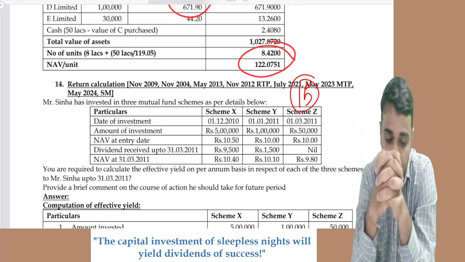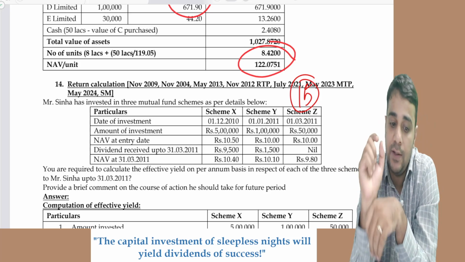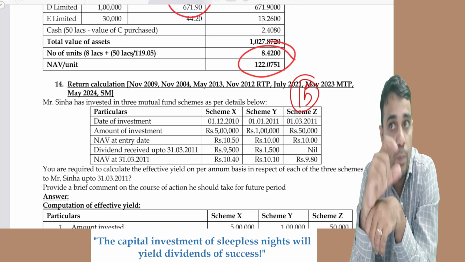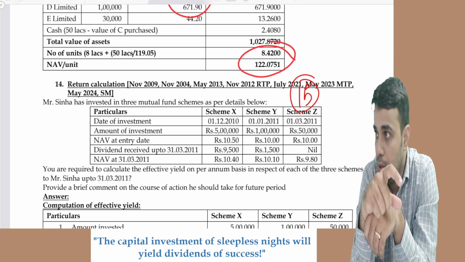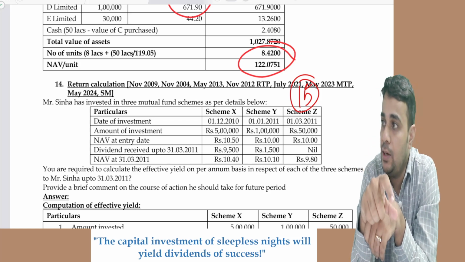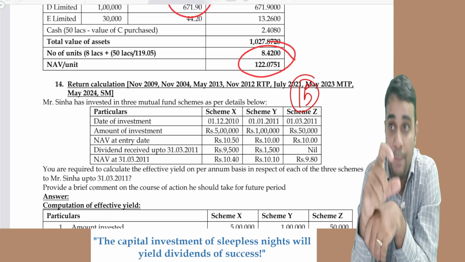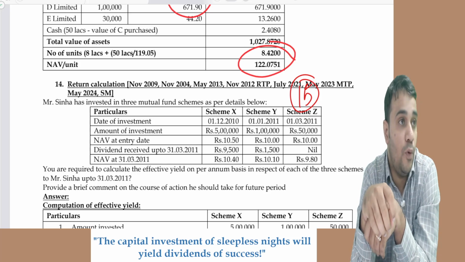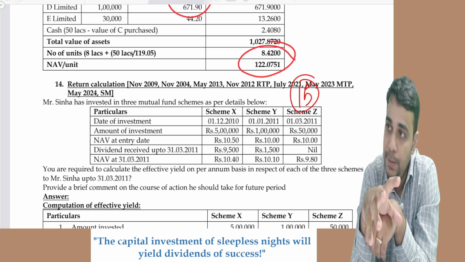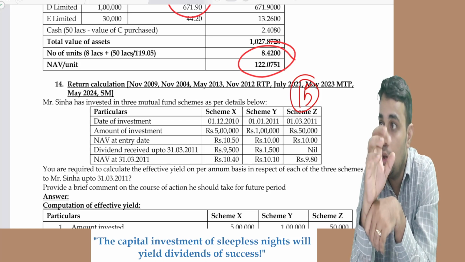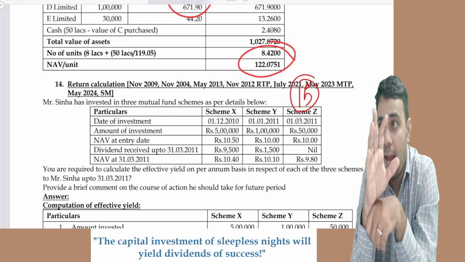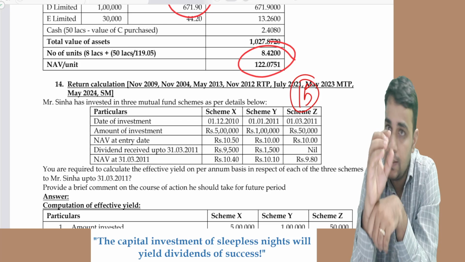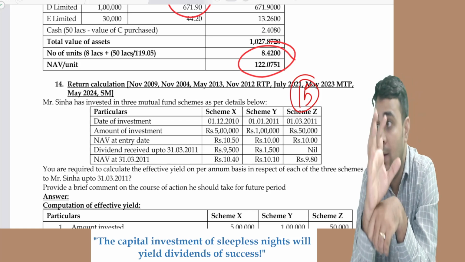The same calculation. Here, I invested 5 lakh rupees. At the entry date, the NAV is 10.5. I'll get the opening units. Dividend received is there. Closing NAV is there. I'll get the capital gain. Dividend plus the capital gain divided by amount invested into 100 is the holding period return. Into 12 by M, if you do, that will give you the annualized return. The question has asked for effective yield on per annum basis, so we will end up calculating the annualized return.